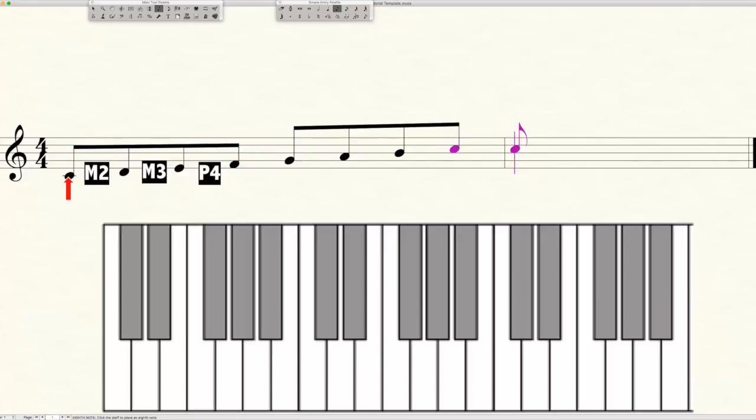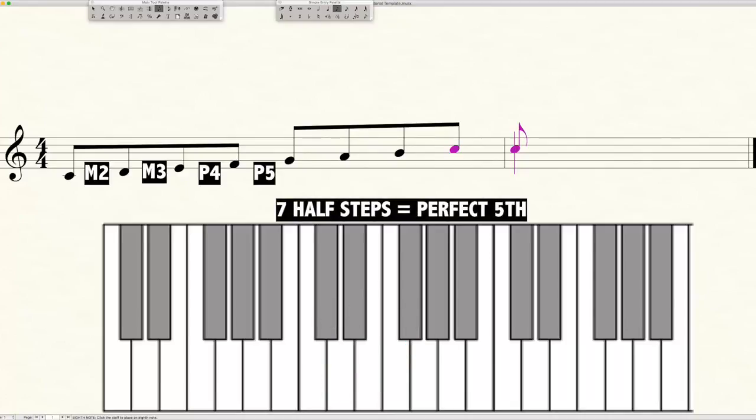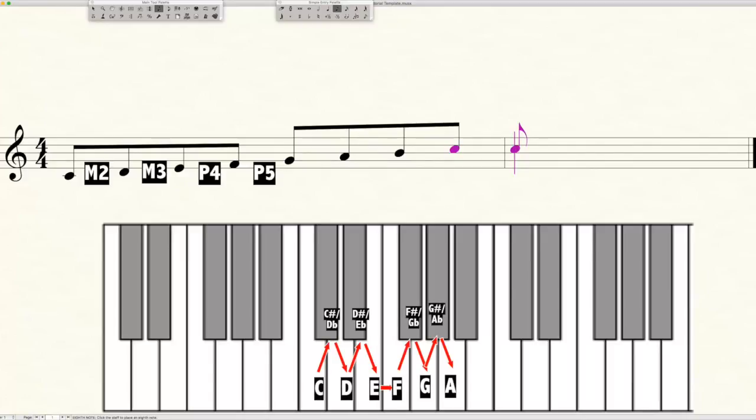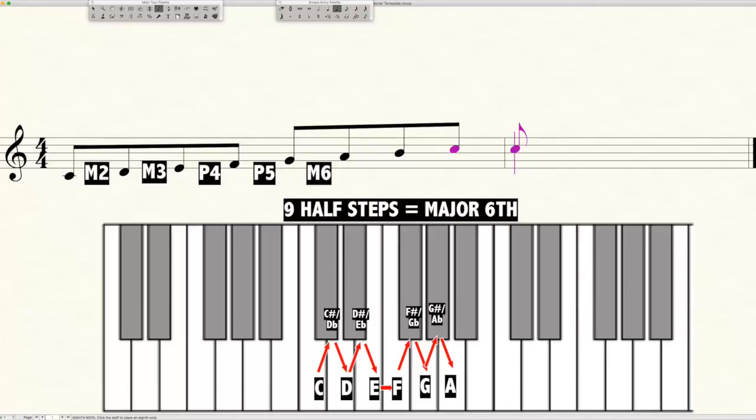Back to the C again. Now we're going to jump up to the G. And we know it was 5 half steps to get to F, so we need to add 2 more. So it'll be 7 half steps to get to a perfect fifth. Capital P 5. Now we're going to go back to C, and we're going to leap up to the A. Again, we're just adding 2 half steps from our previous interval, the perfect fifth. And now we have 9 half steps, which takes us to a major 6, capital M 6.